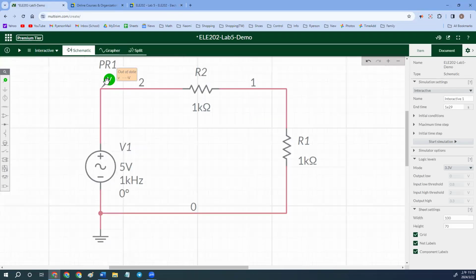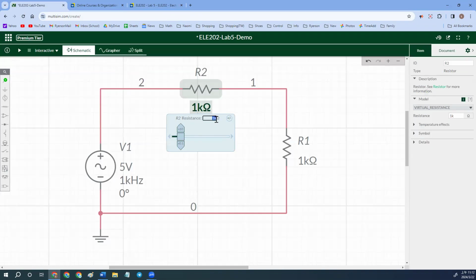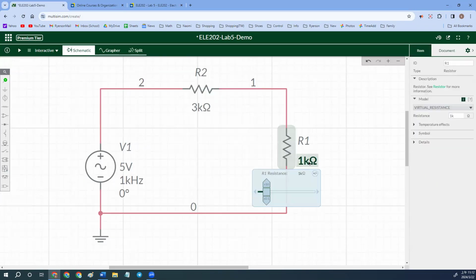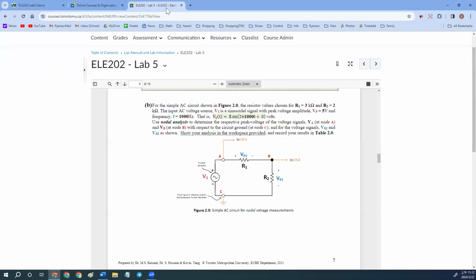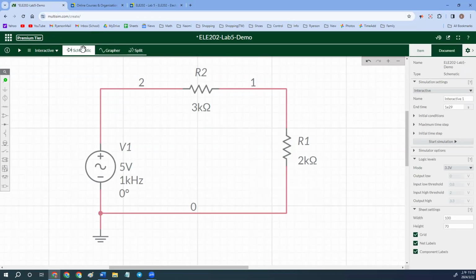Okay, so now, I'm going to delete this for a second. So we're going to change this to 3K, and this one will be 2K. My label is kind of opposite, right? This one is R1 here, R2 here, but mine is R2 here, R1 here. You know what I mean from this one, right?